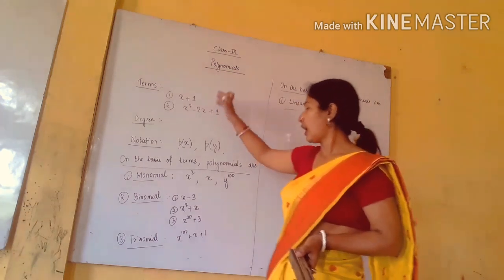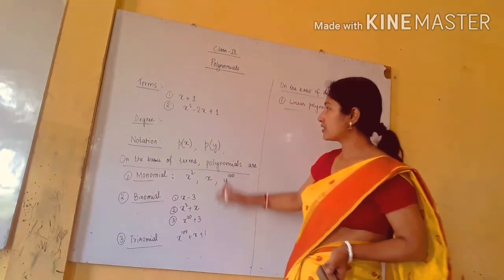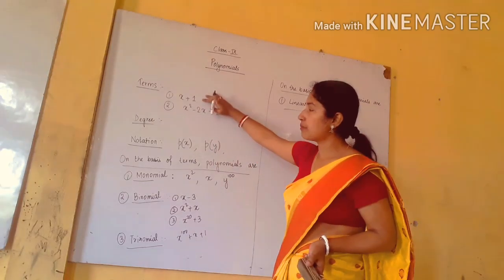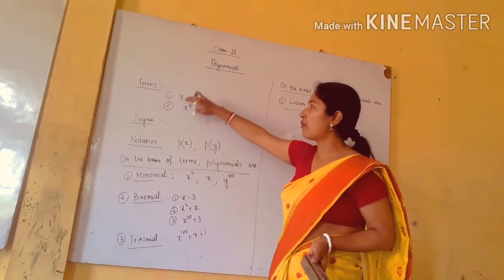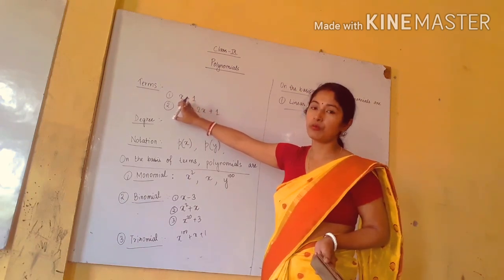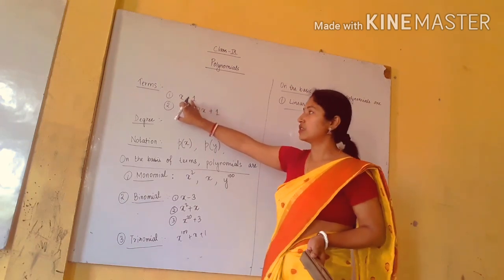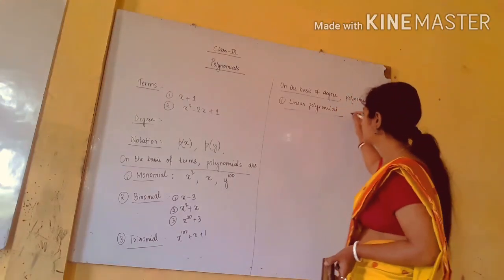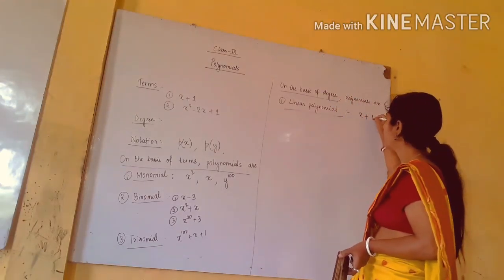Suppose I have written so many polynomials here. The first example is x plus 1. Here the degree of x is 1. The highest power of x is 1. So this is called a linear polynomial. So the example is x plus 1.